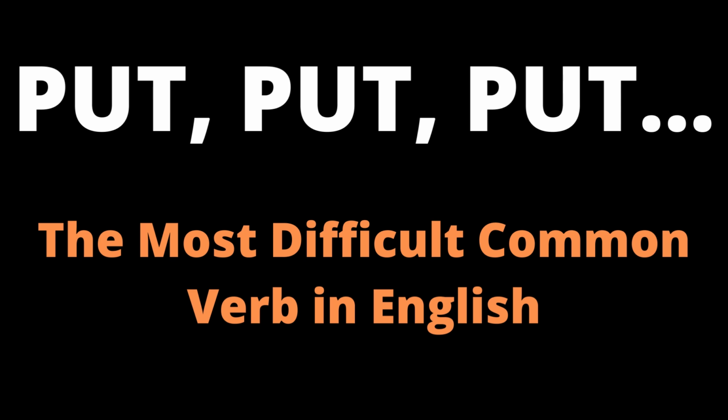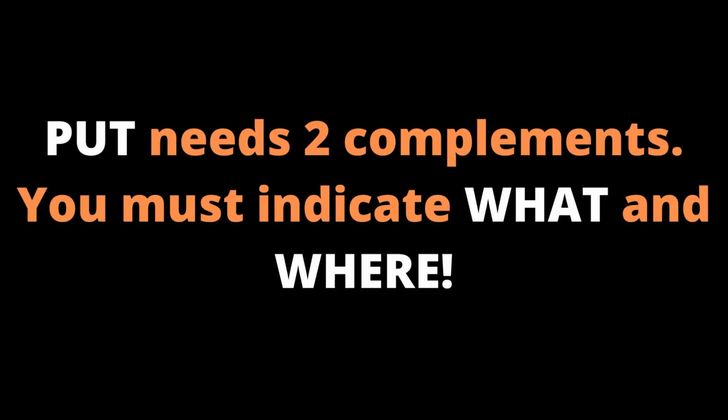Put. Now, in my opinion, put, this irregular verb, is the most difficult common verb in English. You need to know how to use it properly because it's so common. And the reason why it's so complicated is because it's a verb that needs two complements after it. Now, when I say two complements, we're talking about what and where.